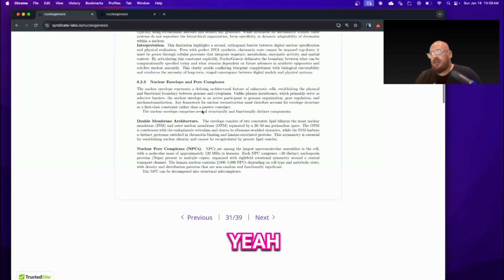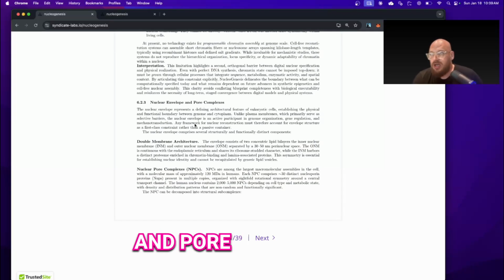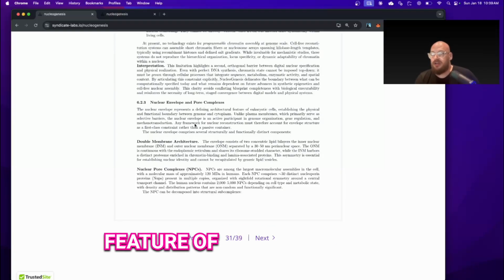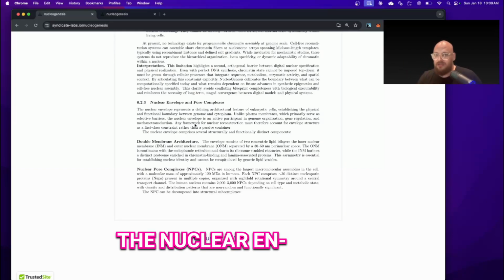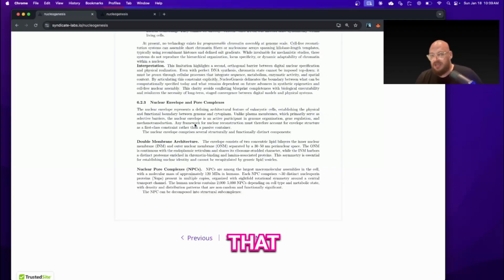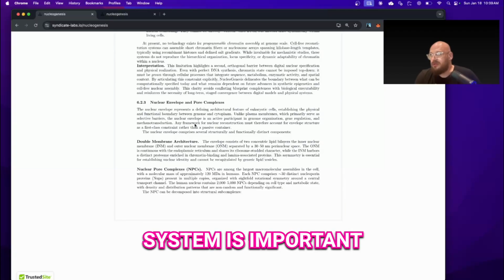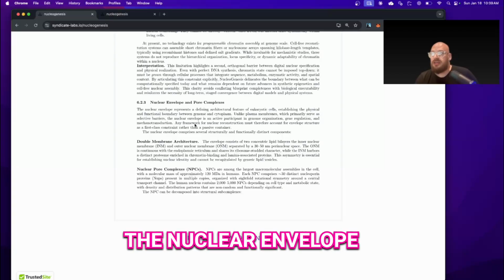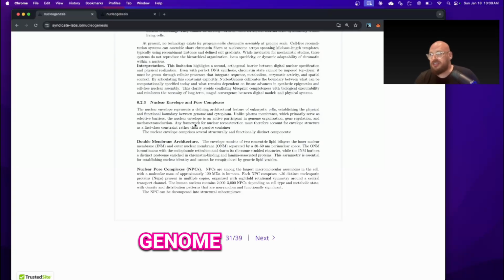All right. Now, one thing we haven't talked about is the nuclear envelope and pore complexes. The nuclear envelope represents a defining architectural feature of eukaryotic cells, right? It establishes a physical and functional boundary between the genome and the cytoplasm. That linking of the nucleocytoplasmic skeleton system is important. Unlike plasma membranes, which primarily serve as selective barriers, the nuclear envelope is an active participant in genome organization, gene regulation, and mechanotransduction. So that is important.